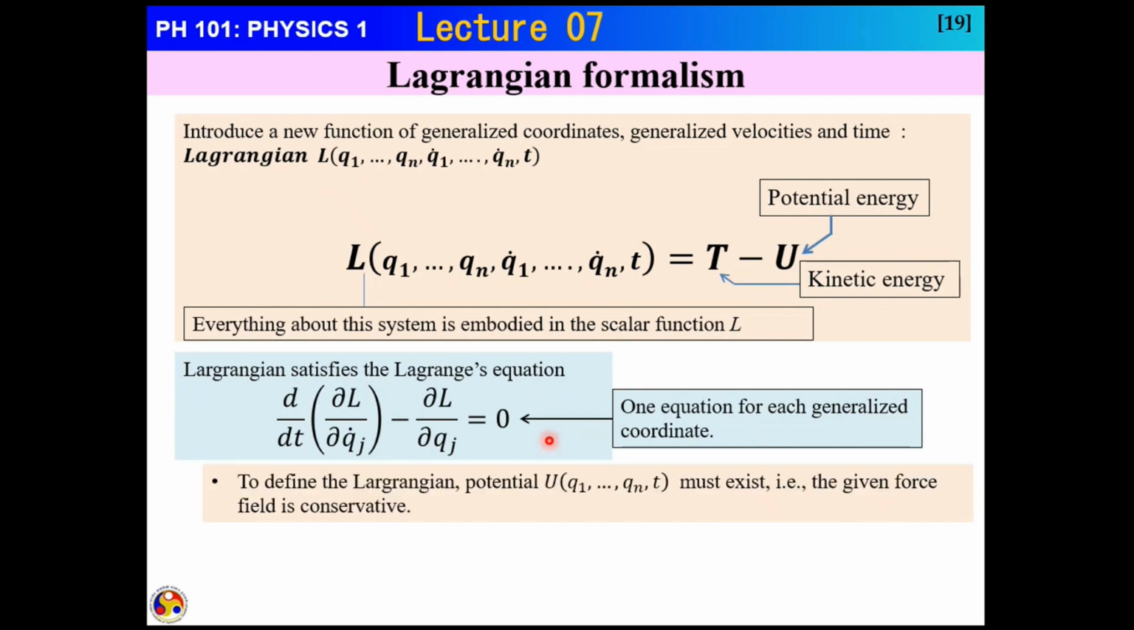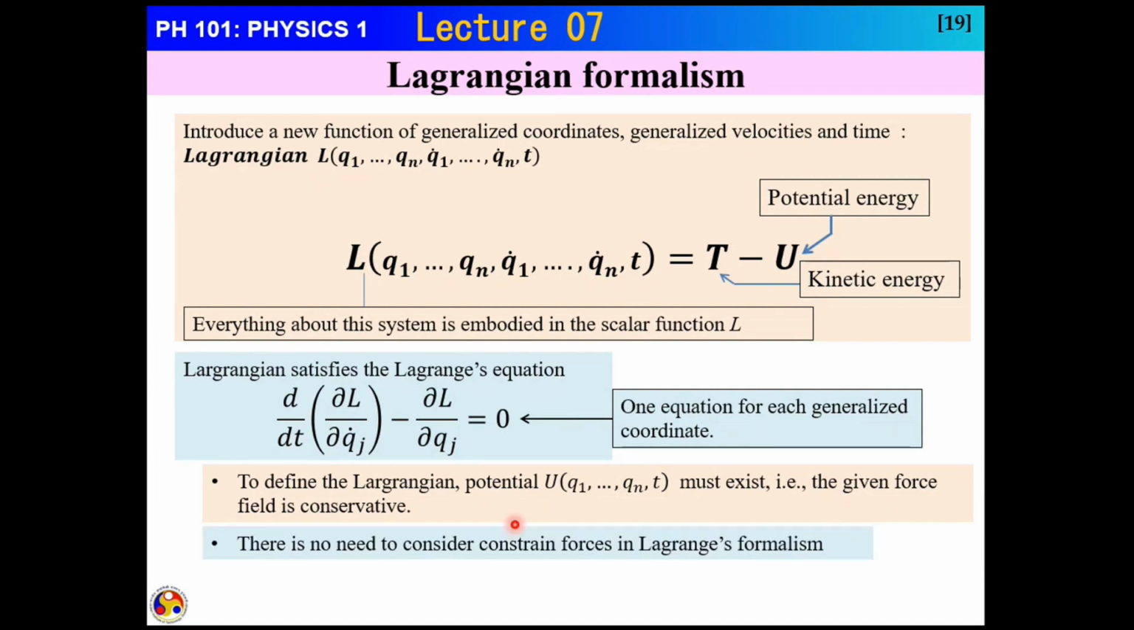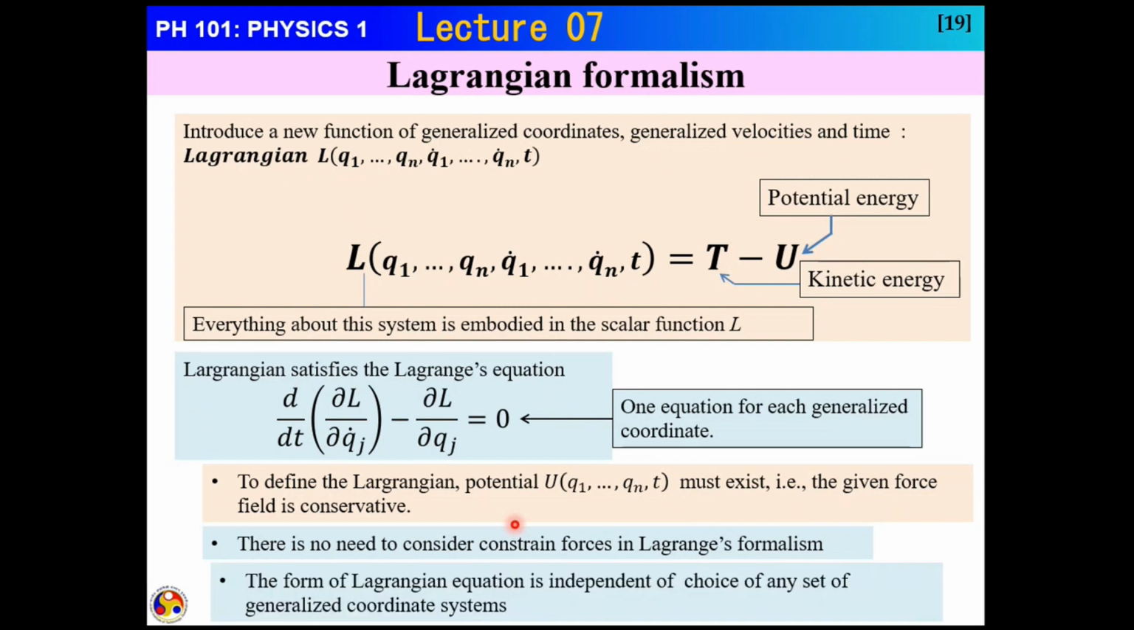That's fine. To define the Lagrangian, the potential U should be defined, and this is only true for conservative forces. You know that only for conservative forces can we write the potential. The advantage of this Lagrangian formalism is that we don't have to introduce constraint forces, we don't have to track the direction of the forces and so on.